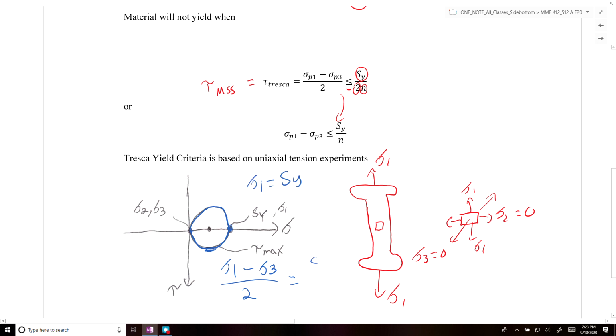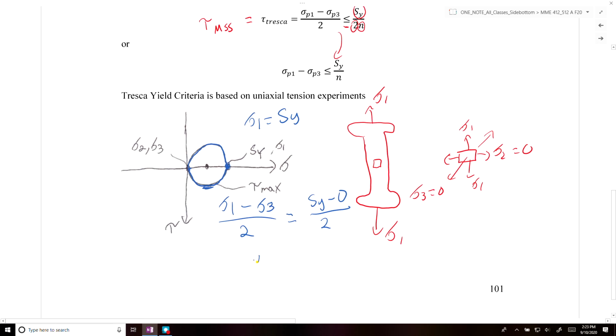So what we end up getting is Sy minus 0 for the third principal stress, over 2. So therefore tau max at failure would be equal to Sy over 2. Right? So that's the basis of the Tresca yield criterion. It's very simple and easy to apply, especially if you know the given state of stress. All you need to do is find the principal stresses to calculate the maximum shear stress. All right?